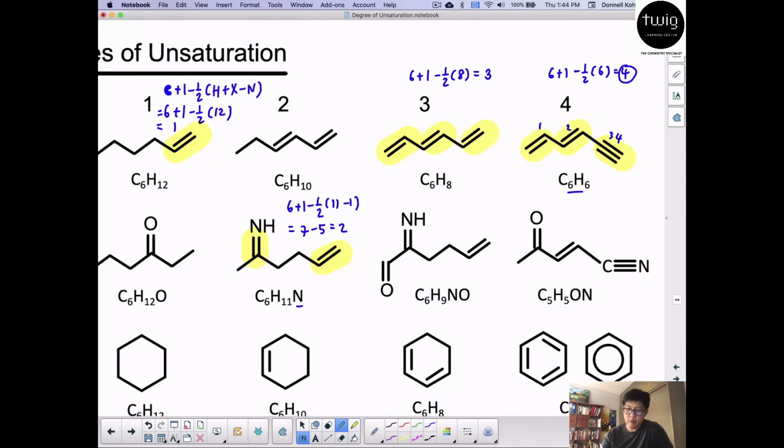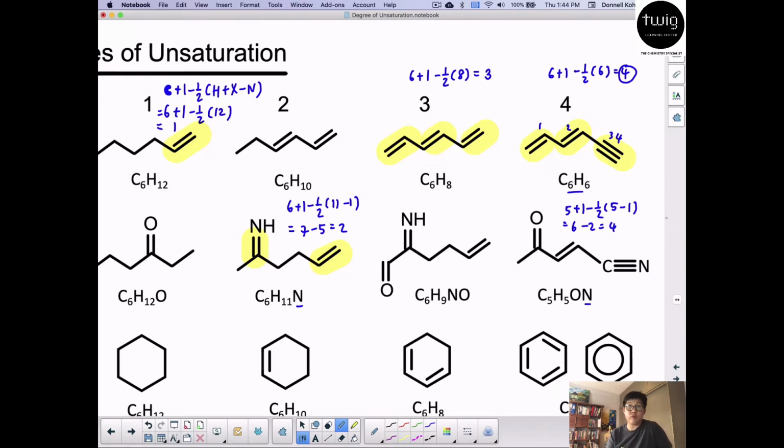Over here, the number of carbon is 5, plus 1, minus half. The number of hydrogen will be 5. The number of nitrogen, there's 1, so minus 1. The minus 1 is because of 1 nitrogen here. So this gives you 6 minus 2. So that gives you 4.